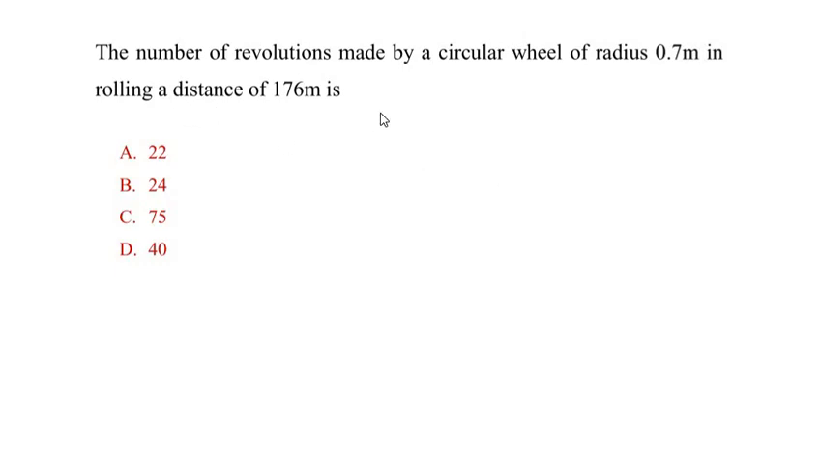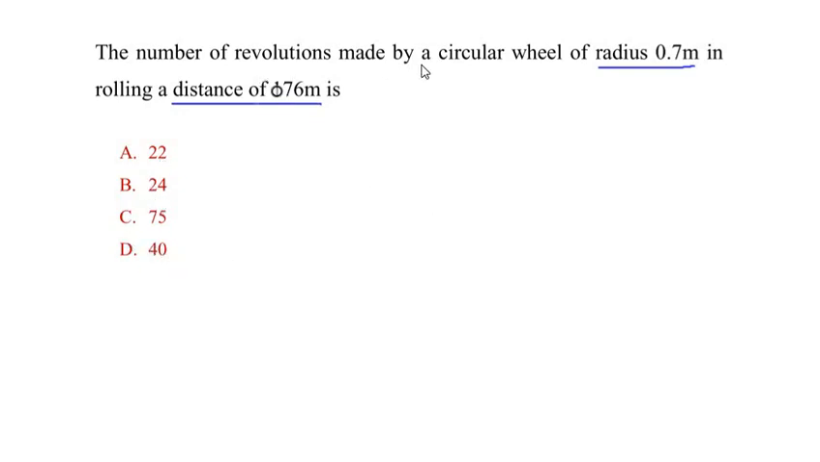In this video we are going to solve an example on circles. The number of revolutions made by a circular wheel of radius 0.7 meter in rolling a distance of 176 meters is. So these are the four options given, and one is the right answer out of these four.